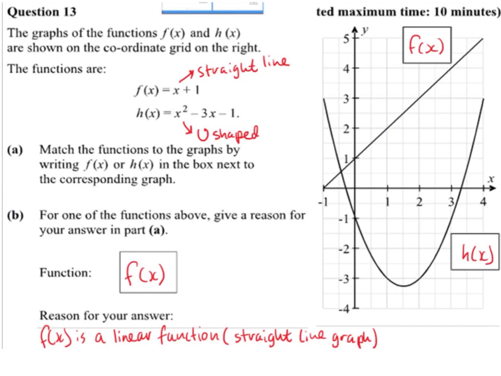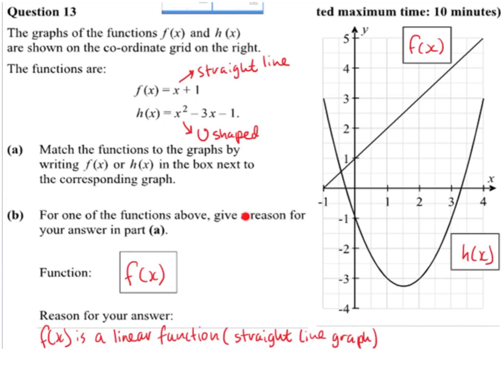Then h of x equals x squared minus 3x minus 1. This is going to be a U-shaped graph because we have an x squared. If it was a minus x squared, it would be an n-shaped graph, but since it's a positive x squared, it's a U-shape. So this is clearly a U-shape, so this has to be h of x. So we've matched the functions to the graphs.